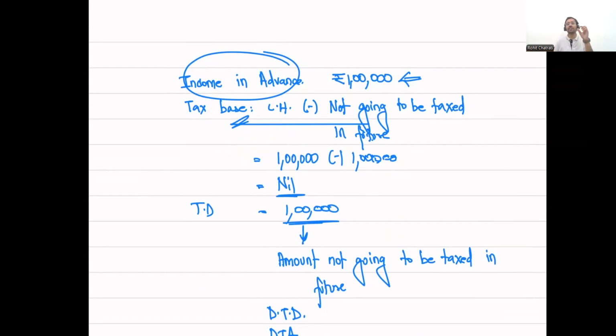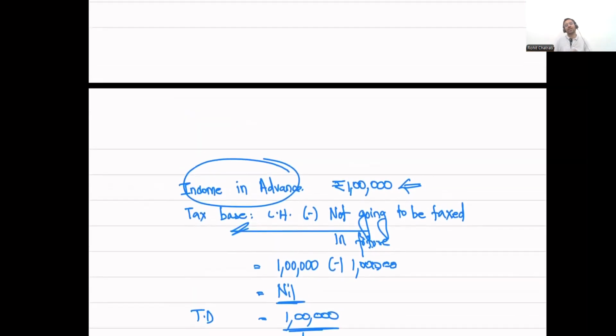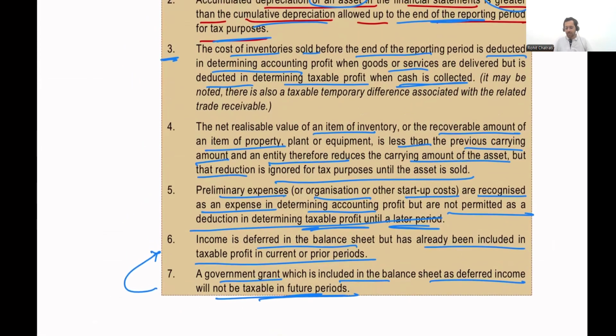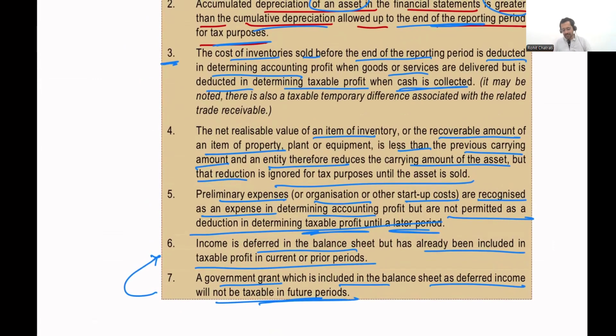On my balance sheet, I would have a deferred income in the form of government grant of 1 lakh rupees, but the tax base of that is going to be equal to zero. Therefore, the temporary difference will actually be equal to 1 lakh, and that 1 lakh basically represents the amount that will not be taxed in future. And on that, I am going to have a deferred tax asset because that's like a benefit to me. Any income on which I don't have to pay tax in future is like a benefit to me, and therefore we treat it on par with a deductible temporary difference, on which we recognize a deferred tax asset. All right, so that is with regards to point number 7.